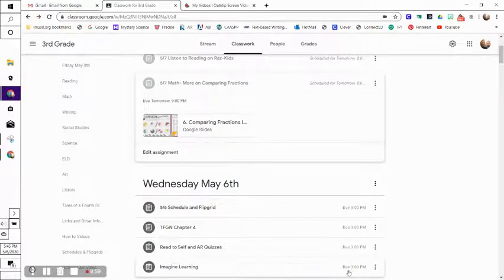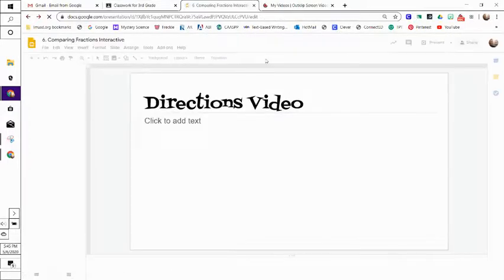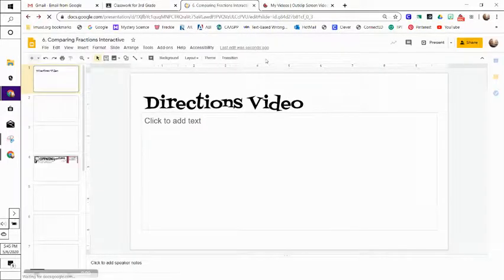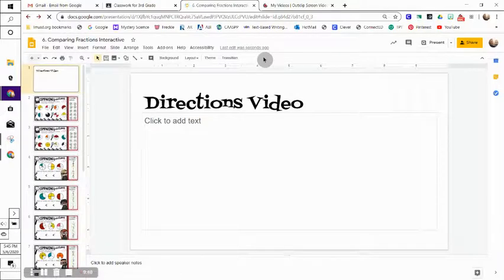Hey, third graders. So today we are going to compare fractions again. I promise this is the last lesson in fractions that we have. The next one we have is like a little test, but it's not really a test. I'm not going to look at it as a test. But here is what you've got to do today.